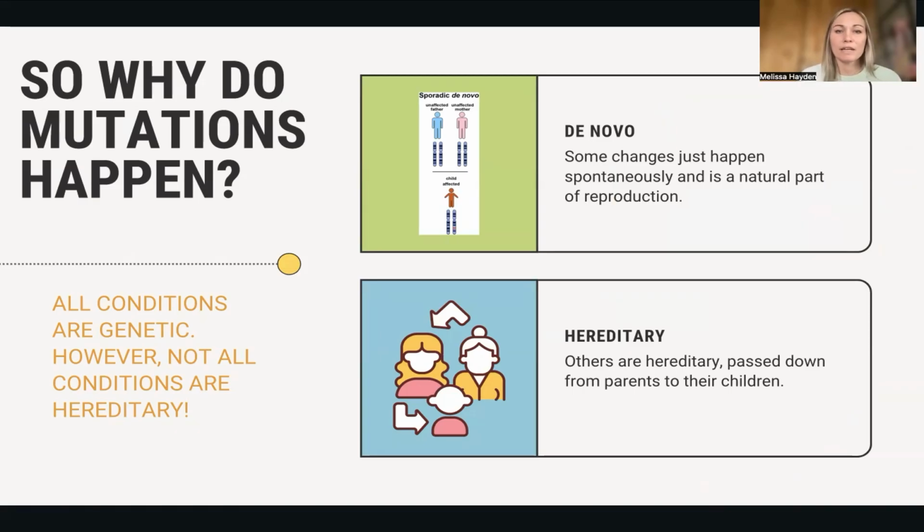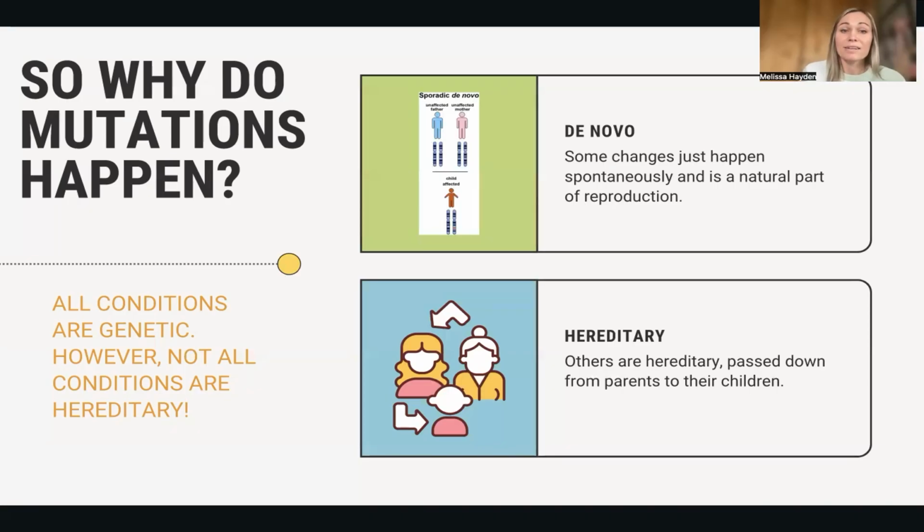Think of it like navigating a maze. Sometimes you might stumble upon a new path that wasn't there before, and this represents a spontaneous genetic change, which can occur due to various factors like environmental influences, random errors in DNA replication, or even exposure to certain substances. These unexpected changes can lead to new traits or conditions that may not have been present in the family before.